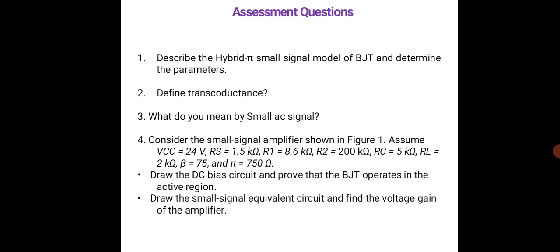So you can describe what the hybrid pi small signal model is. Similarly, you can say what the T model is. You can define transconductance, and explain what is meant by a small AC signal. And you can solve a problem based on the parameters given for a small signal amplifier.